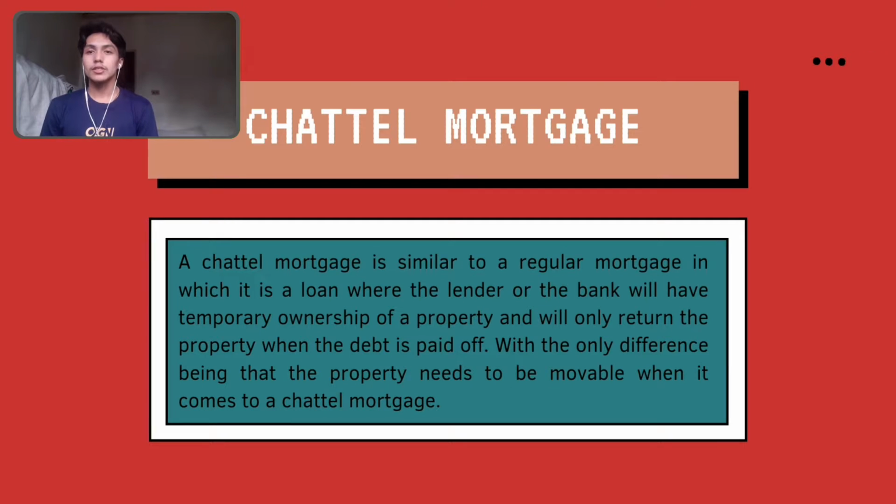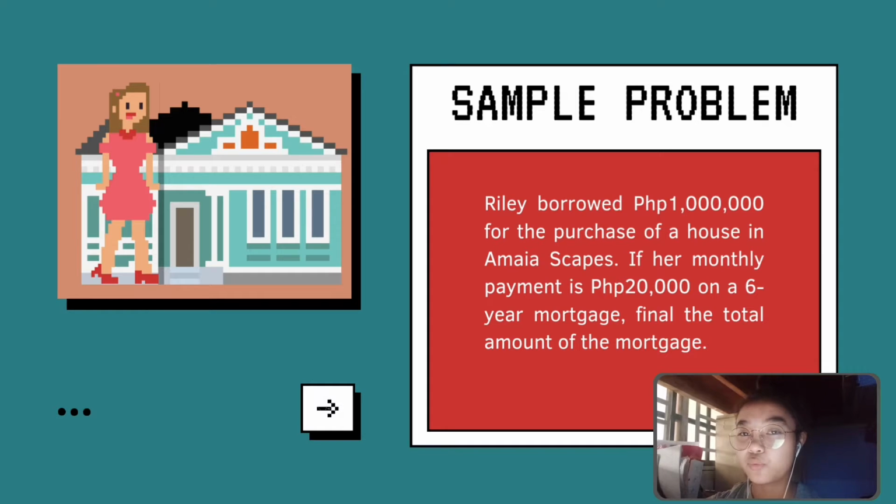A chattel mortgage is similar to a regular mortgage, which is a loan where the lender or the bank will have temporary ownership of a property and will only return the property when the debt is paid off, with the only difference being that the property needs to be movable when it comes to a chattel mortgage. For the problem, we can have Riley borrowed 1 million pesos for the purchase of a house in Amaya Escapes. If her monthly payment is 20,000 on a 6-year mortgage, find out the total amount of mortgage.